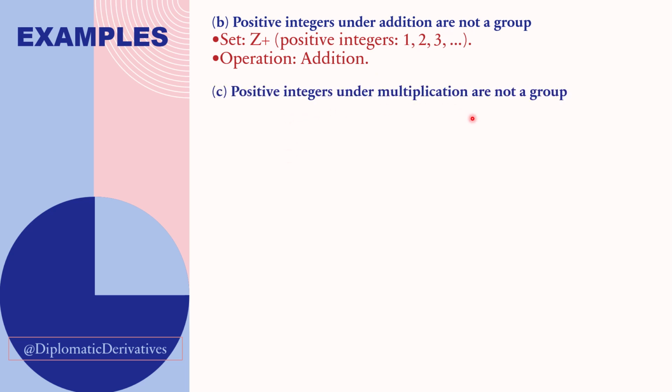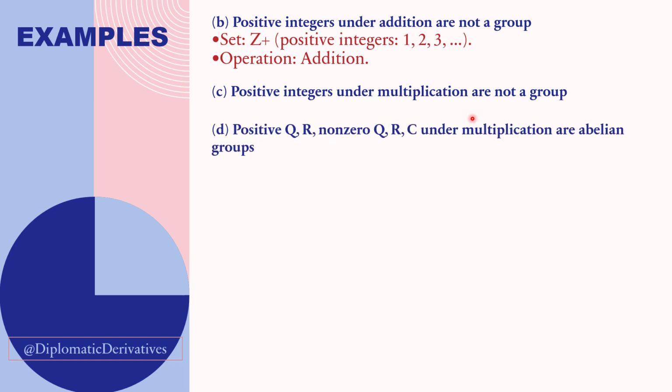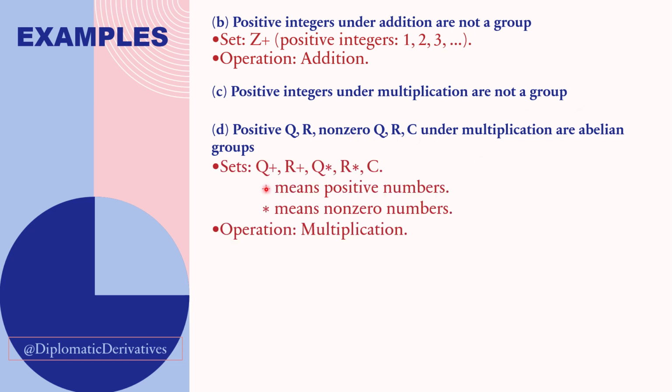Positive integers under multiplication are again not a group. This is also tackled in the same video, so make sure you check why it's not a group. Next, positive rationals, reals, non-zero rationals, reals, and complex numbers under multiplication are abelian groups. So these are the groups we are tackling: positive rationals, positive reals, non-zero rationals and non-zero reals. There is no zero, okay, and complex numbers.